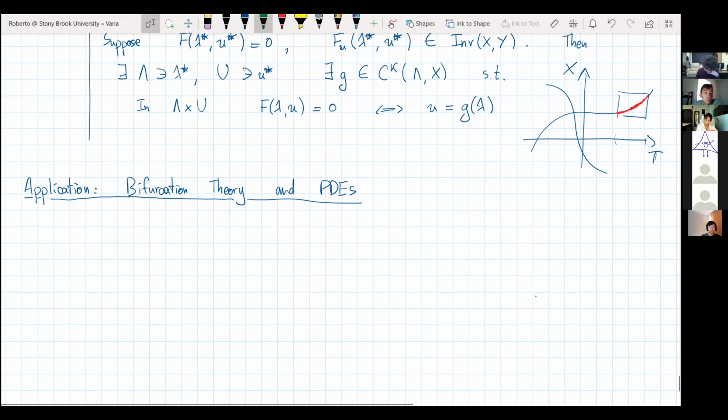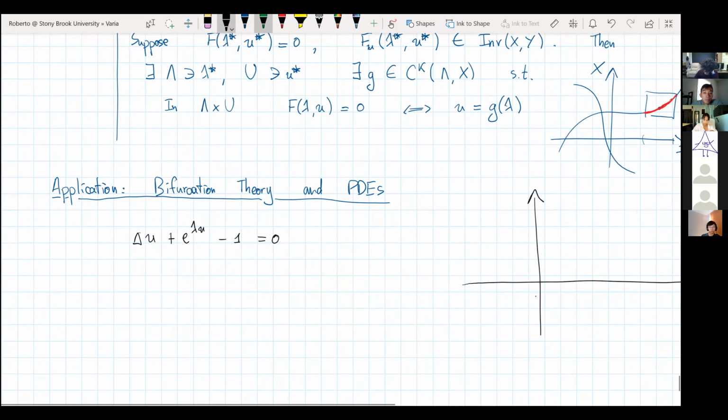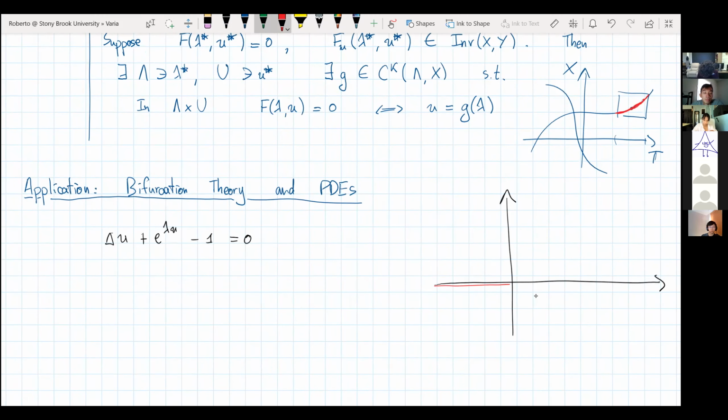So let's go back to our equation. We had Laplacian of u plus e to the lambda u minus 1 equals 0. So we had our trivial branch. Sorry, we had our obvious solution, u equals 0. And I will call it the trivial solution because it's always 0.